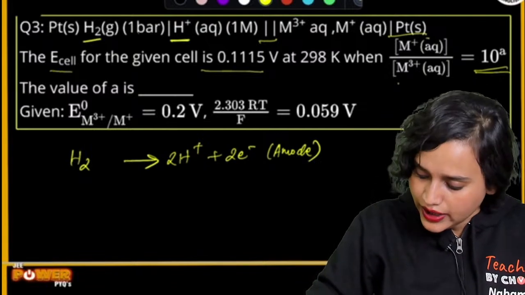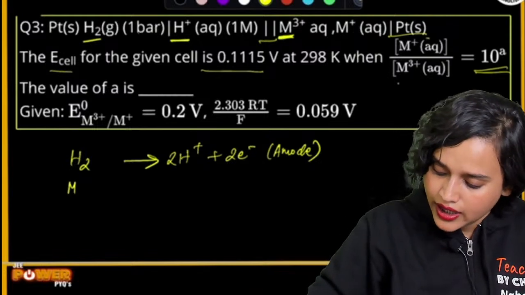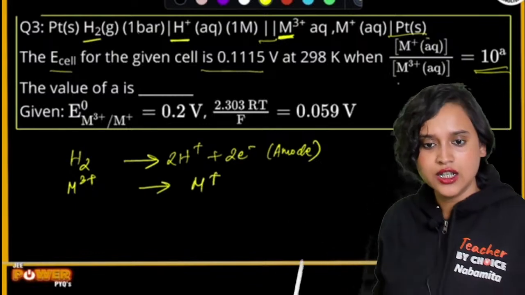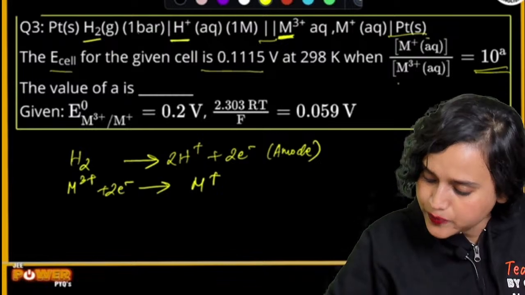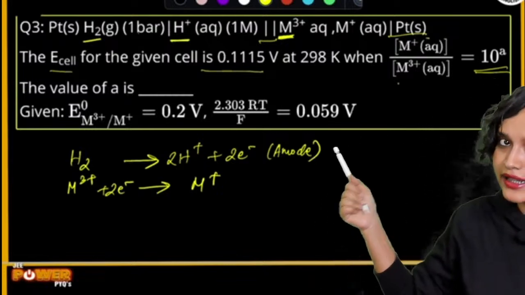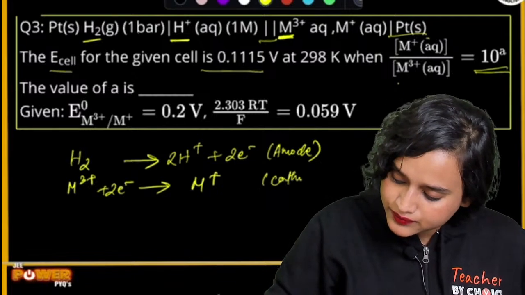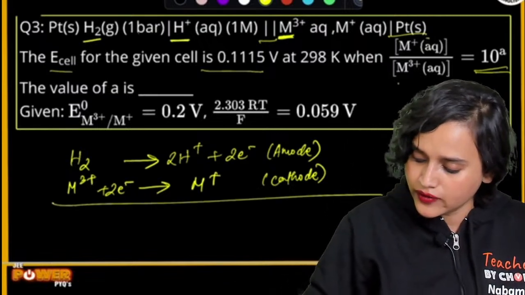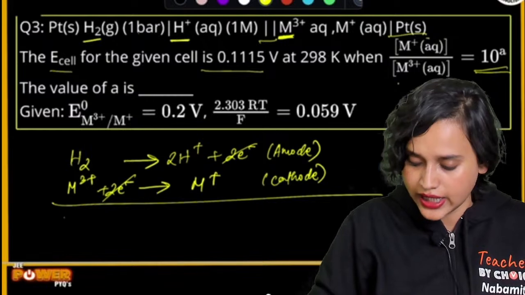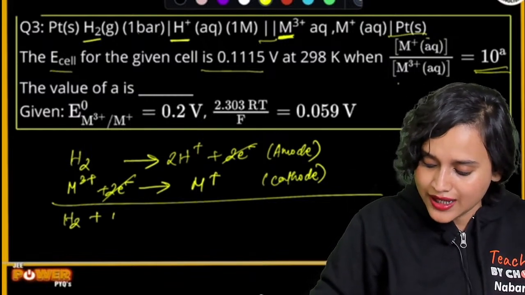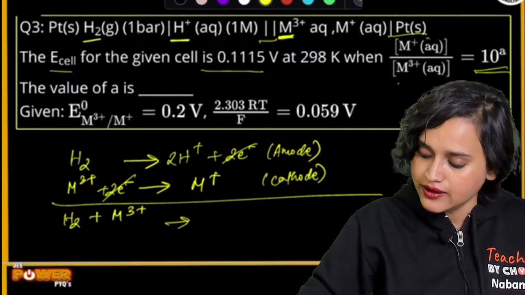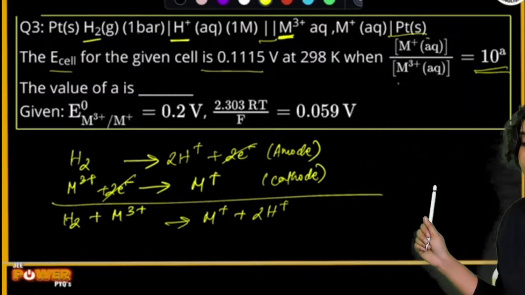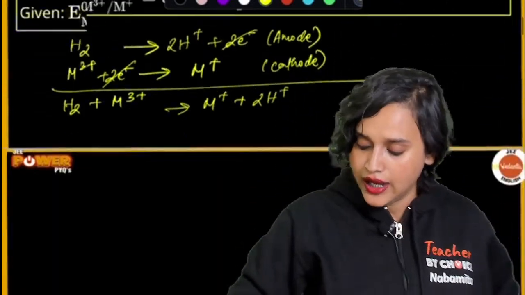Now the next one, see, M3 plus is forming M plus, right? So that means it must have gained 2 electrons to form M plus. Great. That means this is happening at the cathode. Very good. So the overall reaction will become, 2 electrons cancel, H2 plus M3 plus gives M plus plus 2H plus. This is our overall reaction. Agreed everybody? Great. Now what is the formula?